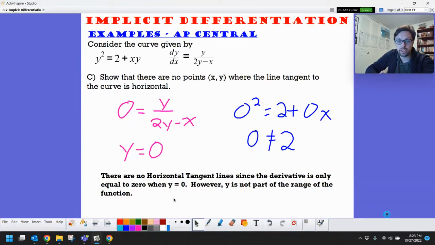Here's what I just said, typed out a little bit better. There are no horizontal tangent lines since the derivative is only equal to 0 when y equals 0. However, y equals 0 is not part of the range of that function.